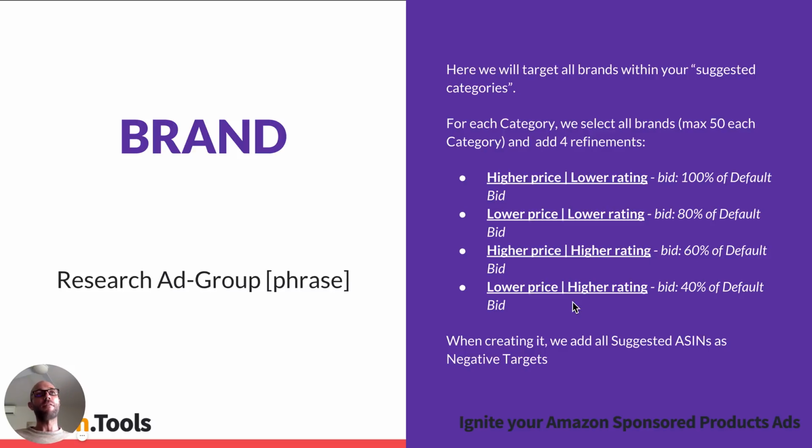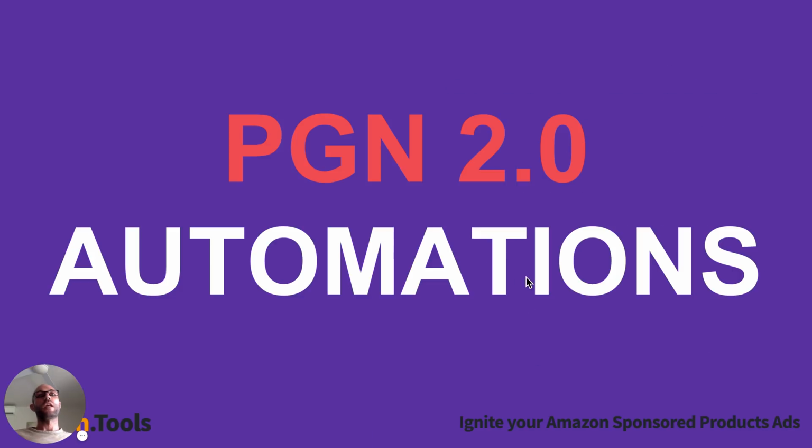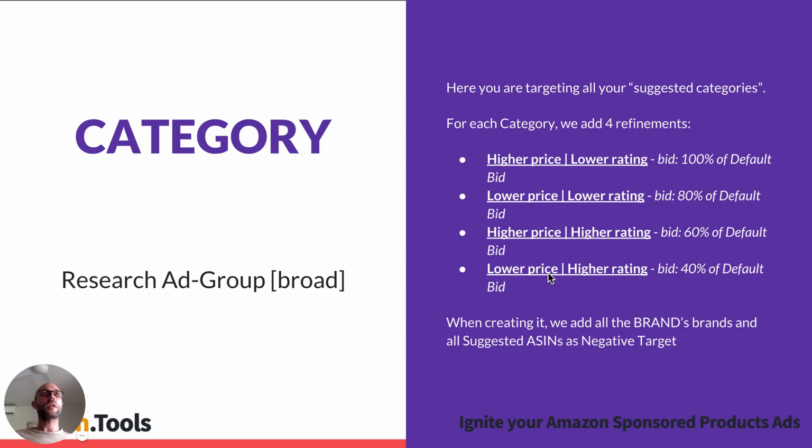And the fourth segment we're going to use is lower price, higher rating. On this one, you really have very small chances of conversion. It's really about what you offer, what is different within your product compared to the one you're targeting, because you are selling something more expensive or with a worse star rating. So because of this risk, we're going to just bid 40% of the default bid that you set up initially at PGN when you created PGN.